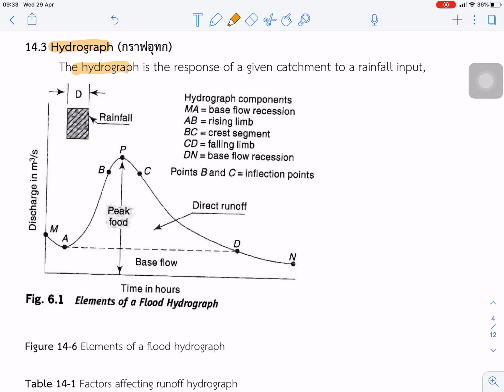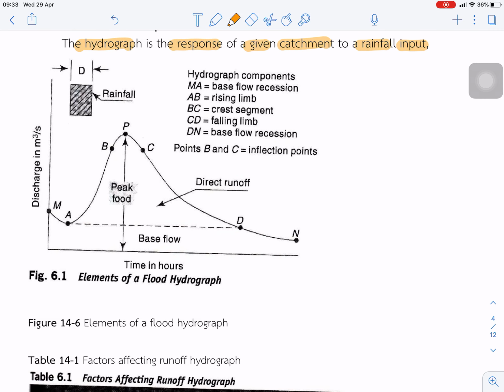A hydrograph is the response of a given catchment to a rainfall input. So it's like the output signal from the catchment, a response signal to the input rainfall. In terms of the signal, we can draw it like this: time against discharge. And we can divide it into many parts.